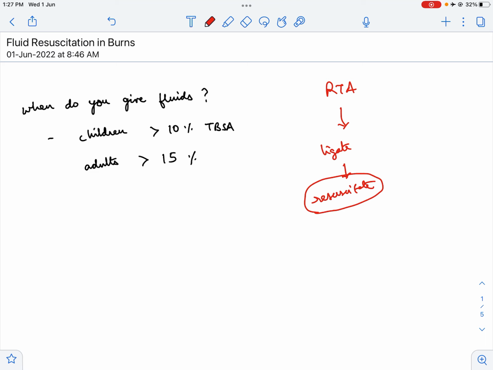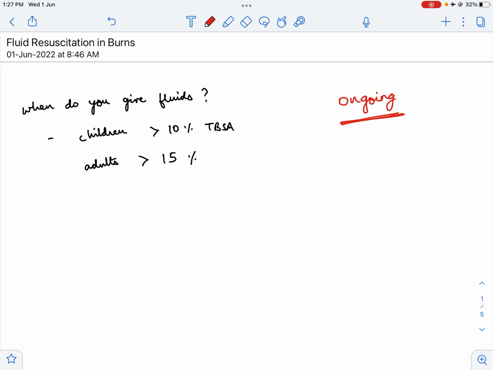Now this differs from a burns patient because in a burns patient, due to an inflammatory response, there is ongoing fluid loss. This means that there is no source of bleeding that you have to control, for example, with a tamponade or with a ligation. In this, it is ongoing, and this ongoing loss is because of the inflammatory response. This is why fluid resuscitation becomes so vital and so important in a burns patient.